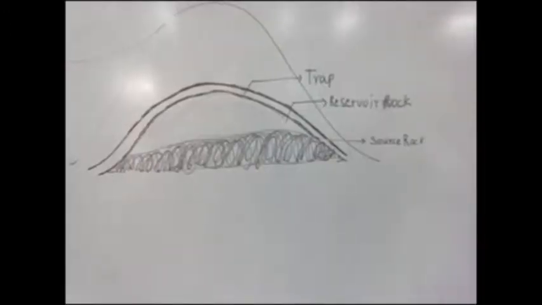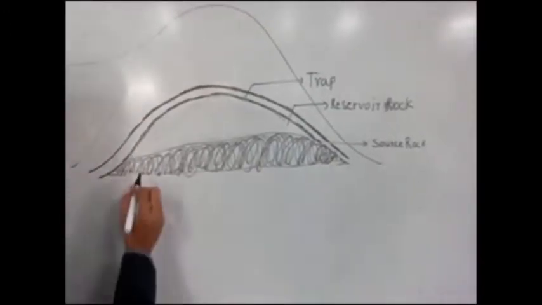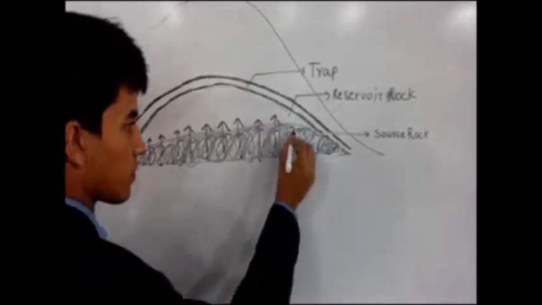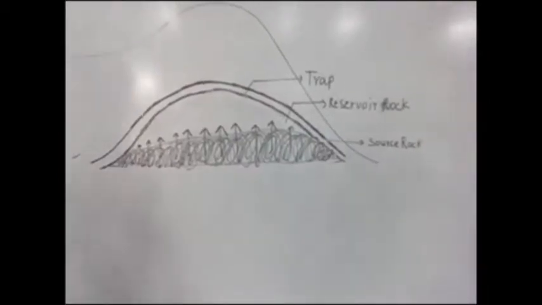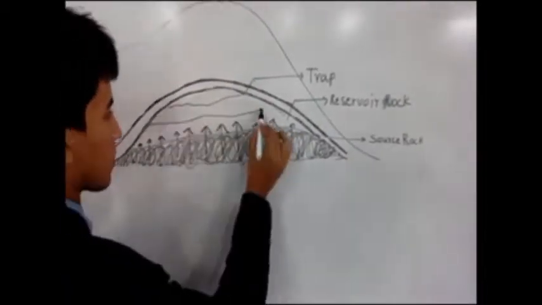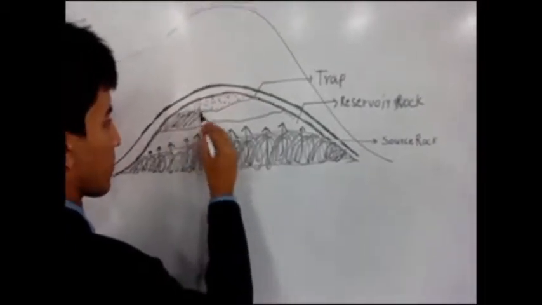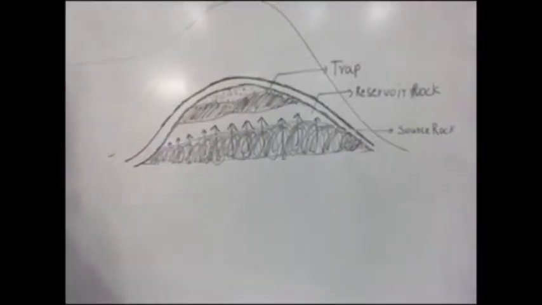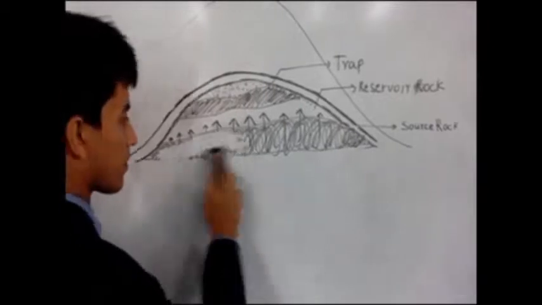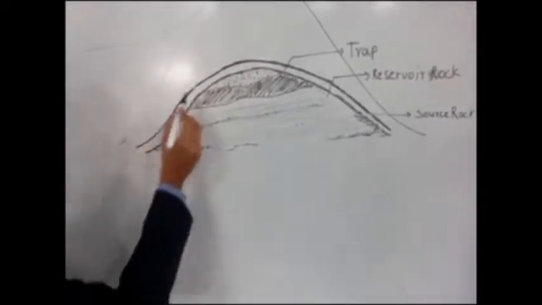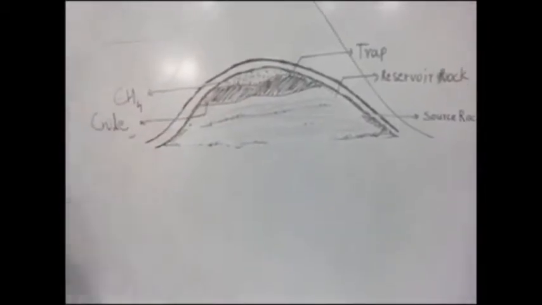Once the kerogen fully matures into shale oil, it migrates from the source rock to a rock above it, known as the reservoir rock. Let's check that out here. Here we see the migration of crude from the source rock to the reservoir rock, where it divides itself into layers.